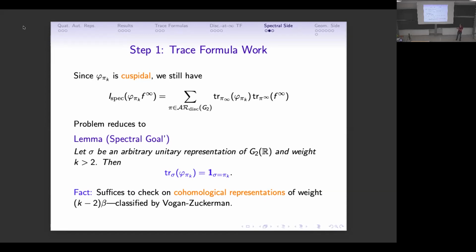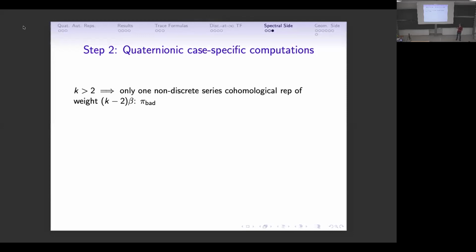Okay, so you look at this classification of cohomological representations, and it turns out that if k is greater than 2, and this is where that condition k greater than 2 comes from everywhere, there's only one non-discrete series cohomological representation of weight k minus 2 times beta. And we're just going to call that pi bad.